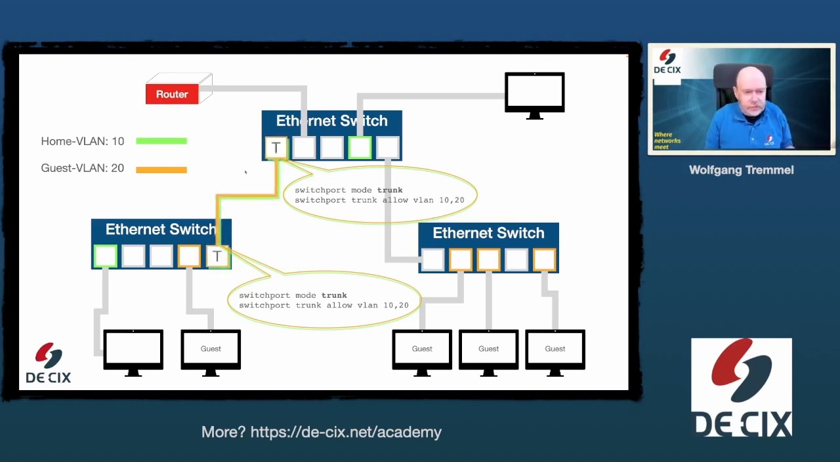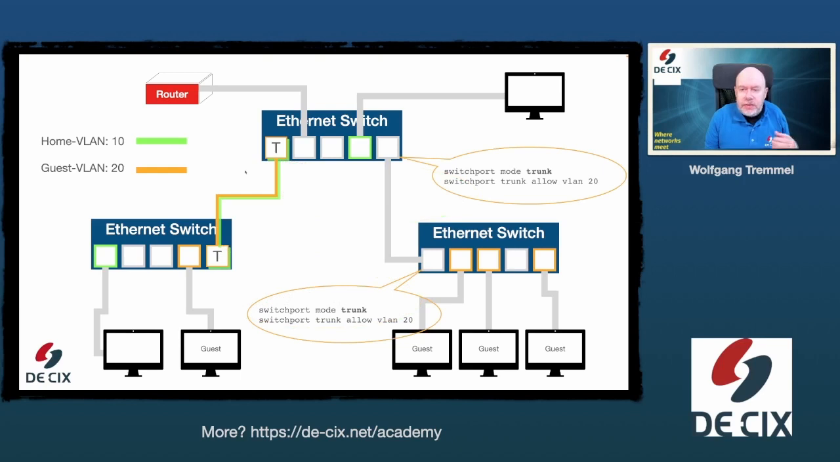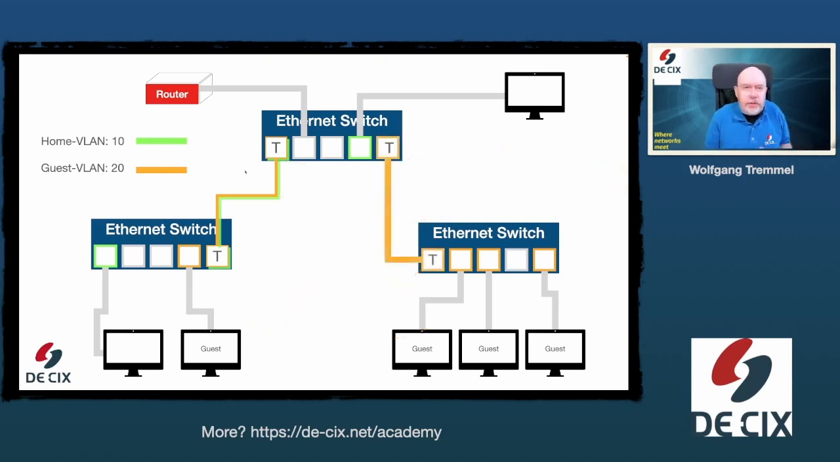And now we have a trunk between these two switches. The switch on the right side only has guest devices connected. So you might say we do not need a trunk here. But for the easiness, we also configure this as a trunk, but we also tell the switches to only carry the VLAN number 20, which is the guest VLAN. So also the frames on this trunk are tagged, but the guest VLAN is allowed here.